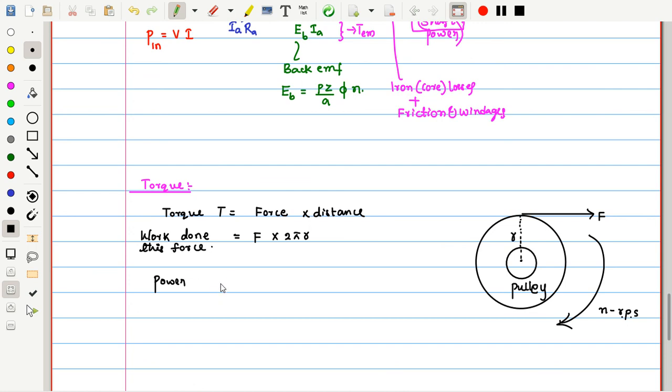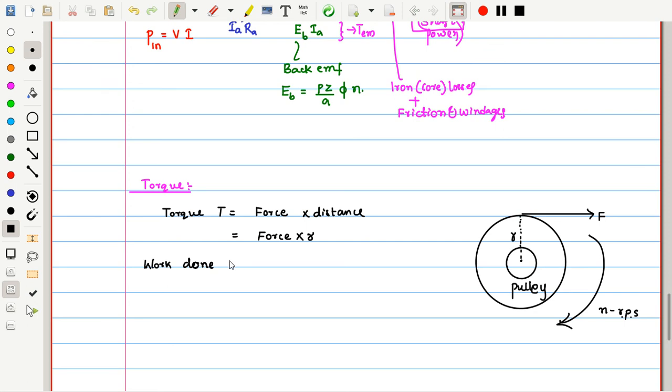I hope something is missing, let me clarify this. Let me remove this. Let me make it clear first: force into distance. That distance is this radius basically. Force into the distance r, and work done is equal to energy.